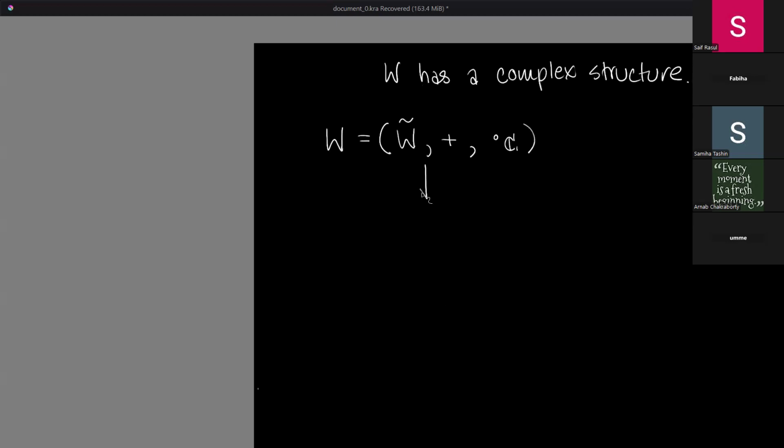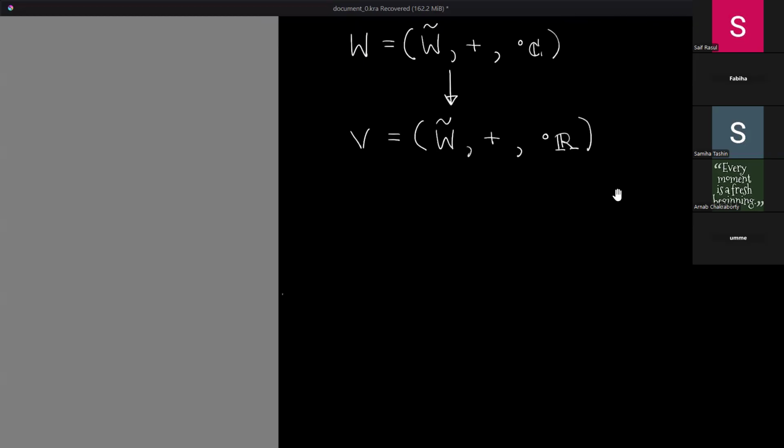So what if we restrict this and we say that V is equal to the set W with the same addition, but only real scalar multiplication. So you can think of this as a restriction on the original space. We still have all of the elements. We're not getting rid of any of the complex elements. We're just getting rid of the complex scalar multiplication. We're not allowed to multiply by any number that has an imaginary component.